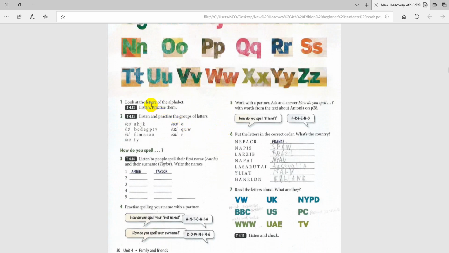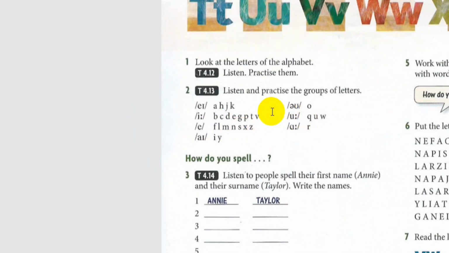Okay, look at the letters of the alphabet. Listen and practice the groups of letters. Here we have a group of sounds. E, A, E, A, O, Ow, and O. Okay? These are the phonetics of the letters. We should take this point in a special lesson, inshallah.